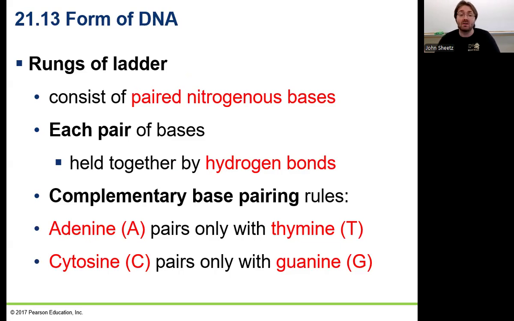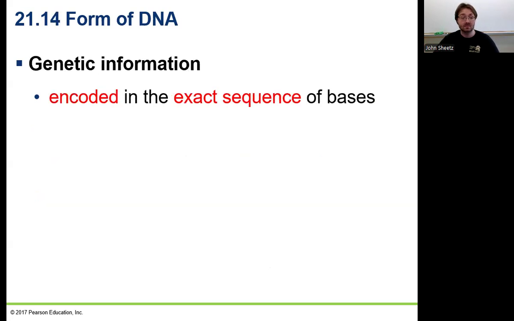All right, so rungs of ladders. Each rung of the ladder consists of a pair of nitrogenous bases. Each pair of bases are held together by hydrogen bonding, the same force that makes water molecules cohere to each other. And they have complementary base pairing rules. Adenine only pairs with thymine, and cytosine will only pair with guanine. That means that if you know the nitrogenous bases of a single line of the ladder, like one half of it, you can project with 100% accuracy what the other half is going to look like. Genetic information is encoded in the exact sequence of nitrogenous bases.